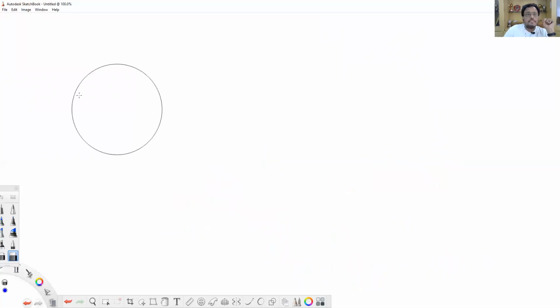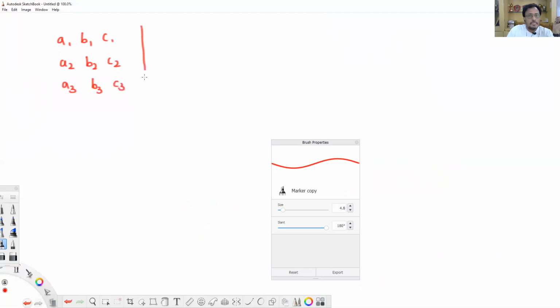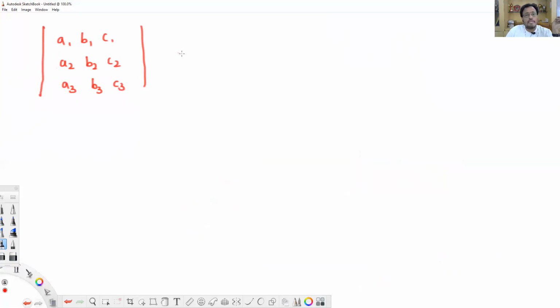So the property number 4 is, suppose we have taken this. Once again, look here. First, I have taken the determinant A1, B1, C1, A2, B2, C2, and A3, B3, C3. This is the determinant. Suppose the value of this determinant is N. Now what you have to do? In this, every element of any row or column has to be multiplied by some constant K.